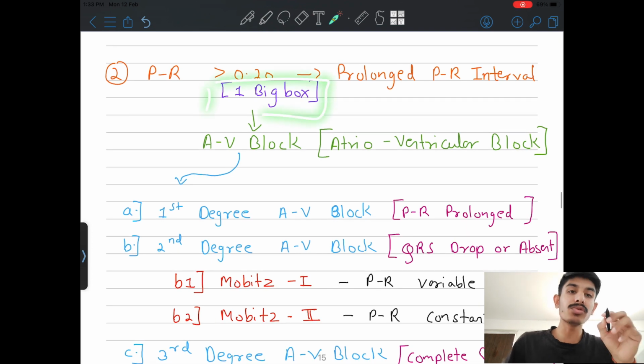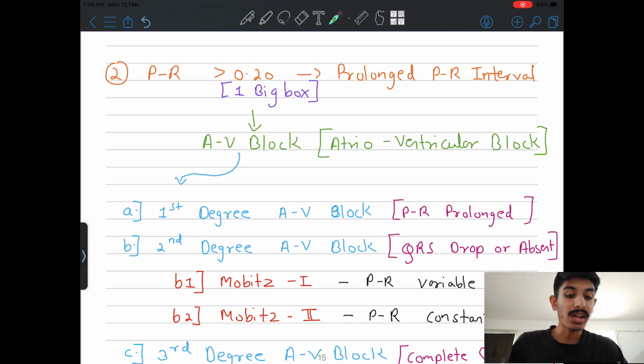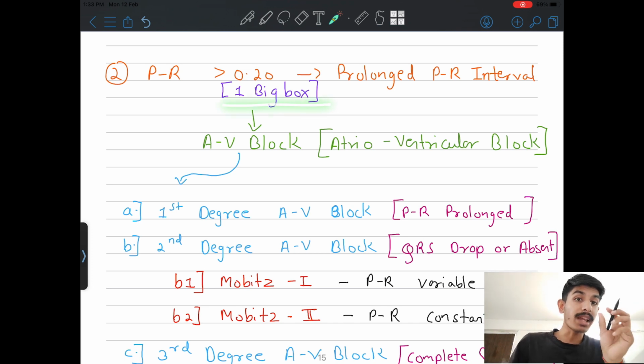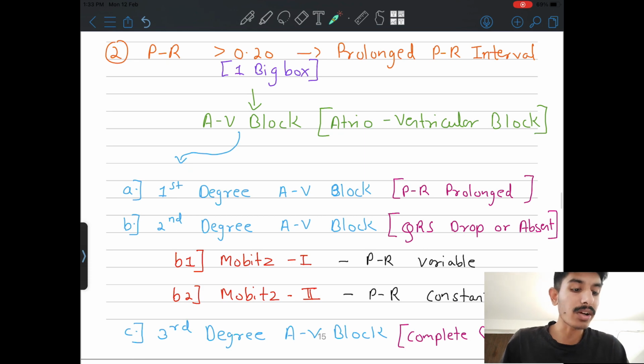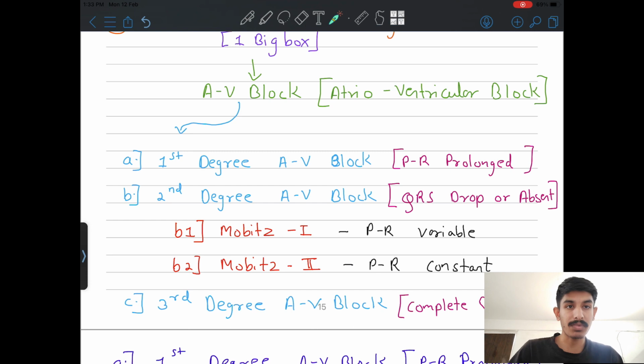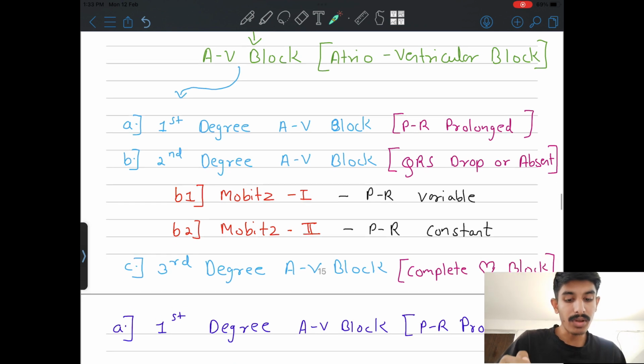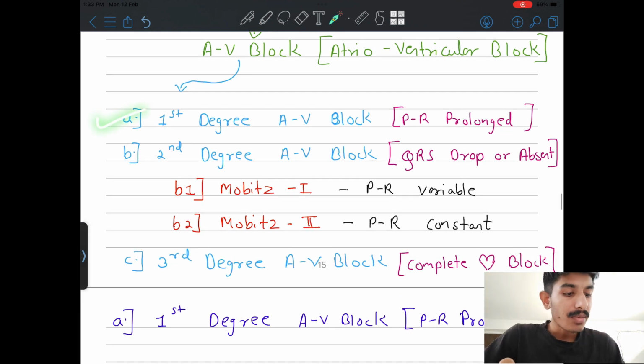it is prolonged like one big box, and usually it is 3 to 4 small boxes. Now it's taking one big box, meaning 5 small boxes. So what does it tell you? It tells you atrioventricular block. In atrioventricular block there are 3 types: first degree, second degree, and third degree. So we'll study now one degree at a time. Okay, in first degree the PR interval is prolonged.